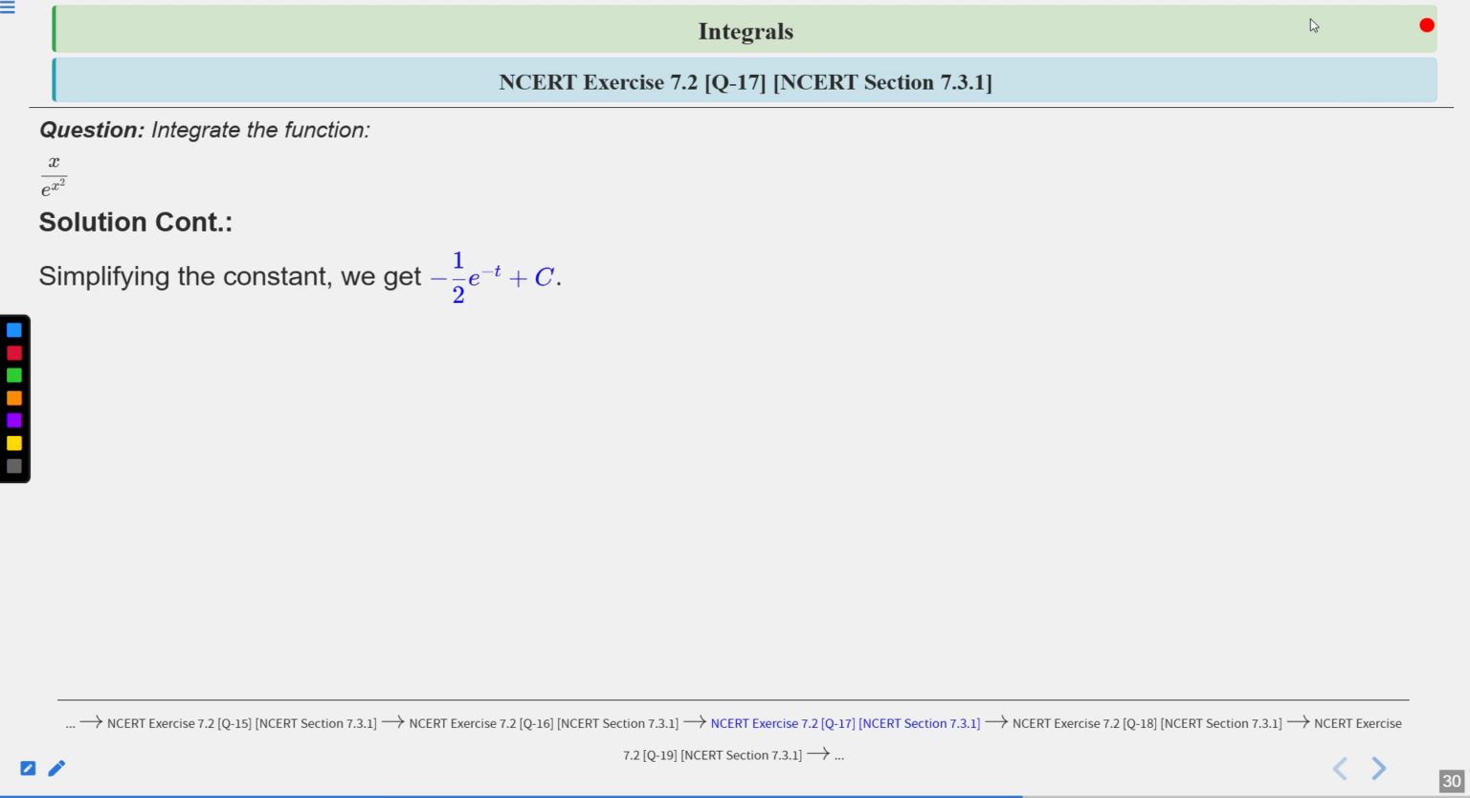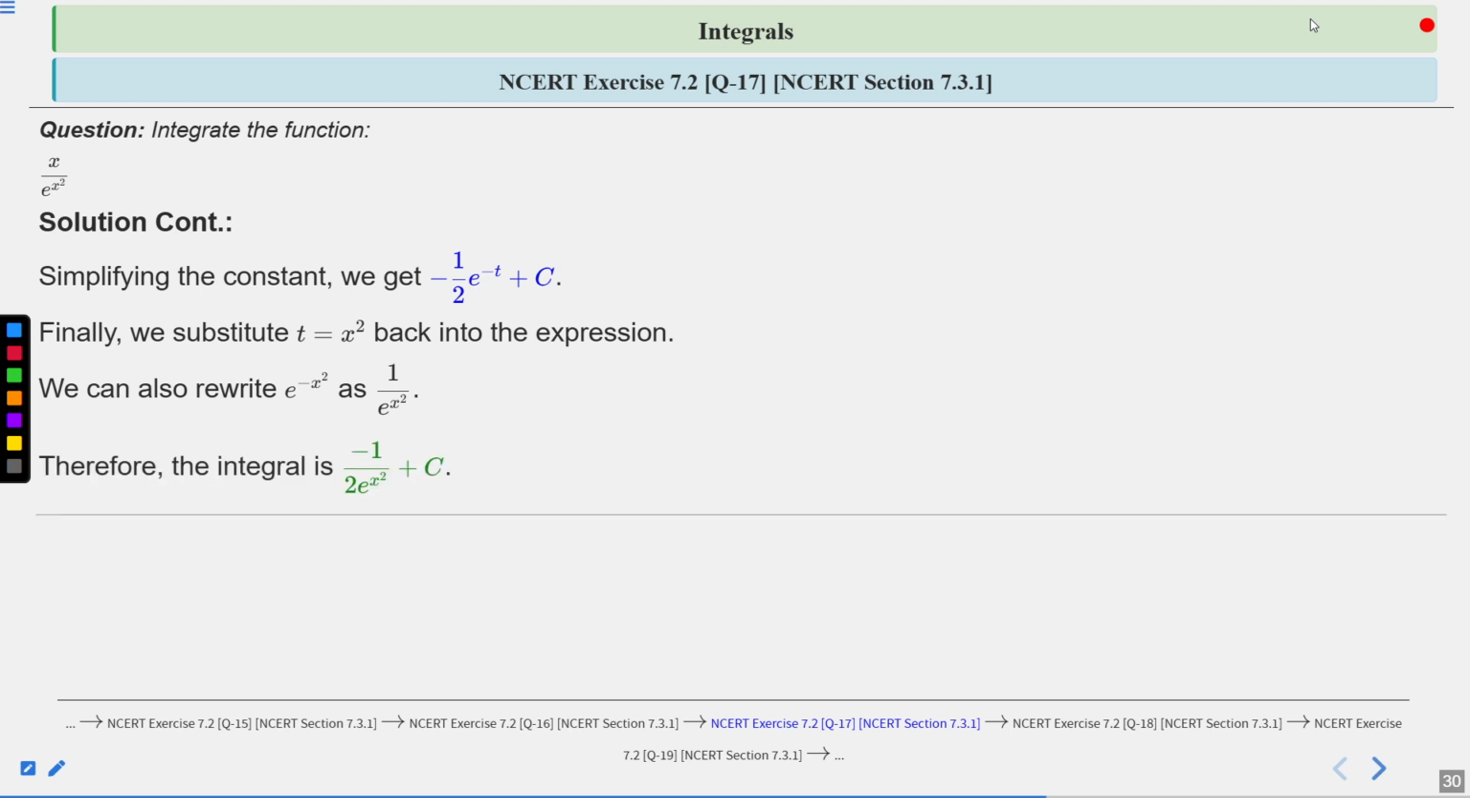Now simplifying the constant, we get minus 1 by 2 e to the power minus t plus c. Finally, if we substitute t is equal to x square back into the expression, we can also rewrite e to the power minus x square as 1 by e to the power x square. Therefore the integral is basically minus 1 upon 2 e to the power x square plus c, right?